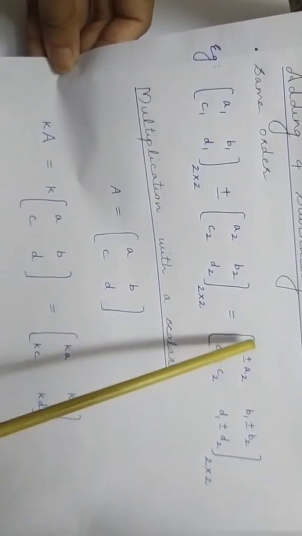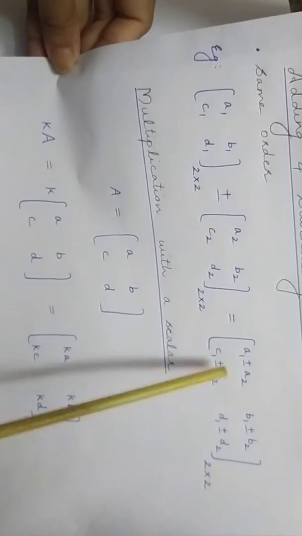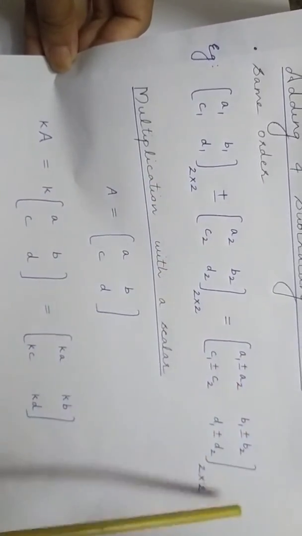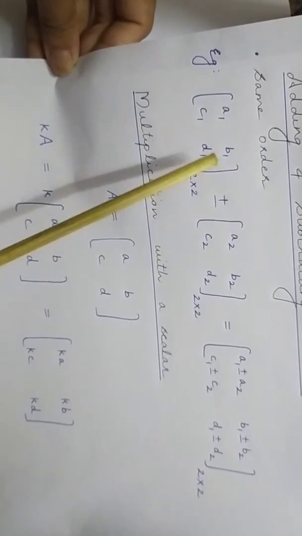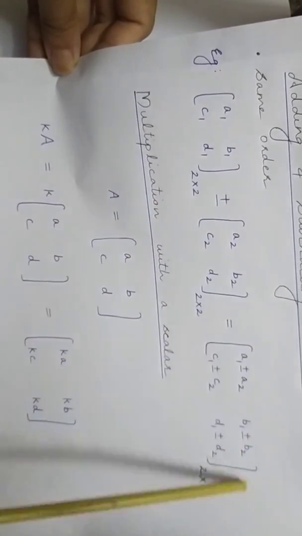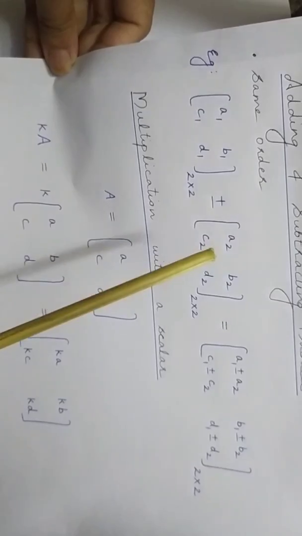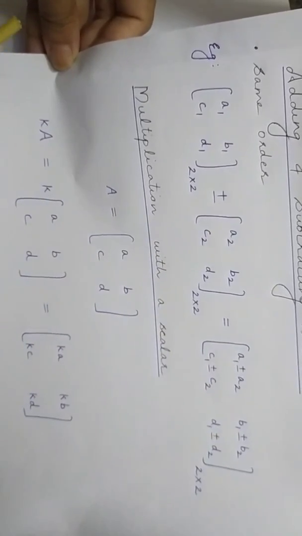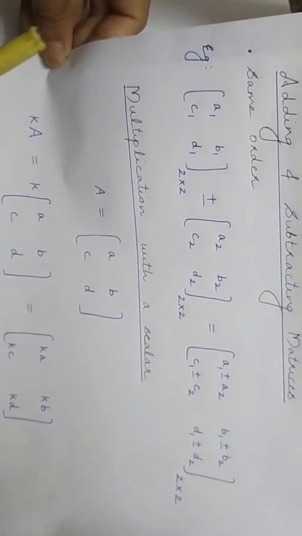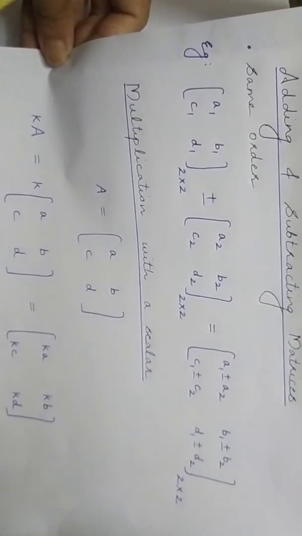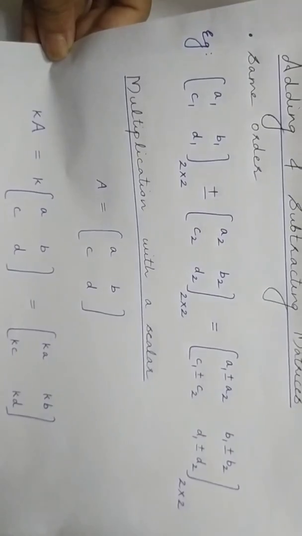Equals, then we can add each of the terms like this. A1 plus or minus A2. B1 plus or minus B2. C1 plus or minus C2. And D1 plus or minus D2. So what will the order be here? The order will remain the same for adding and subtracting these matrices.